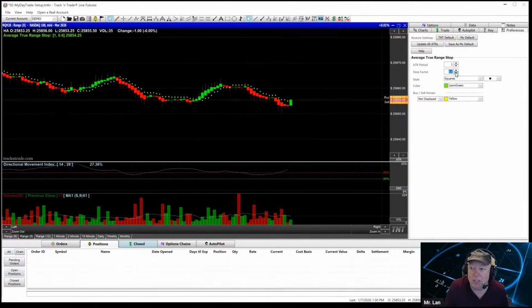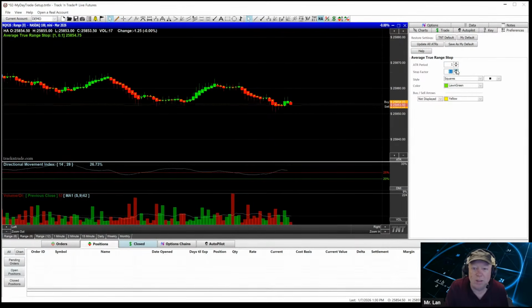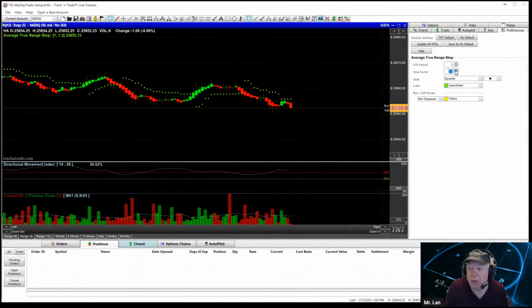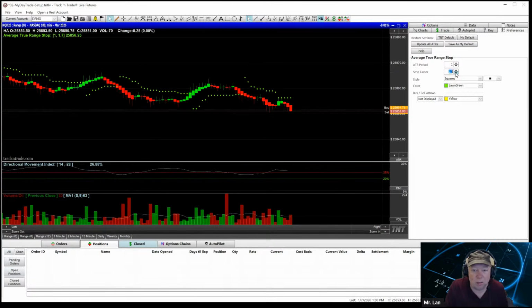So this is 6, and we can go to 7, 8, 9. See how tight it makes those dots? Too tight. We can make those dots as tight as we want, or we can loosen them up. See how loose we can make them? We can make them go really loose, long ways away from the market. That's way too loose, obviously. We don't want them that far away from the market. We want them close, but not too close.